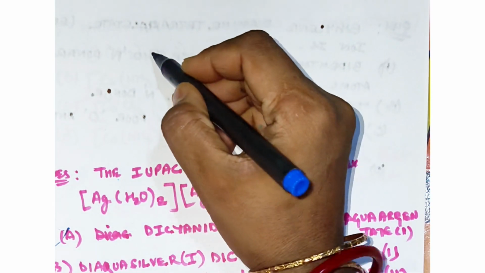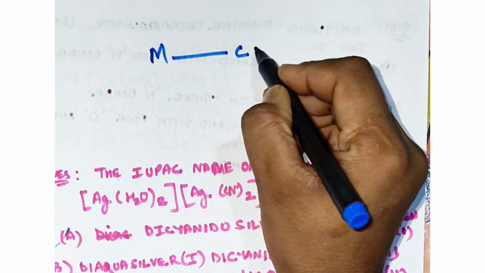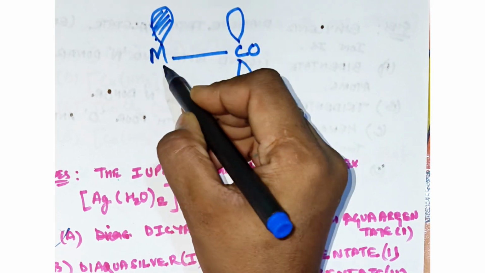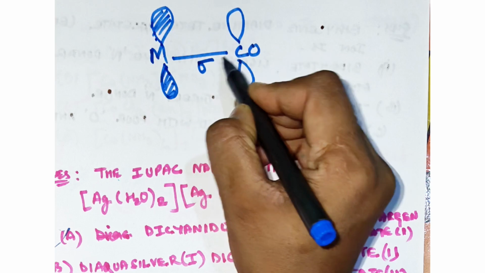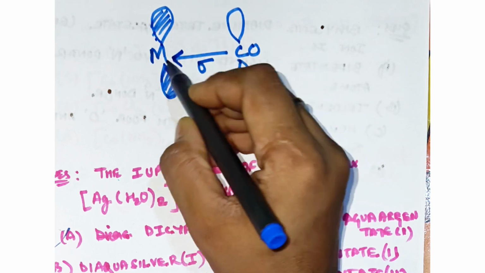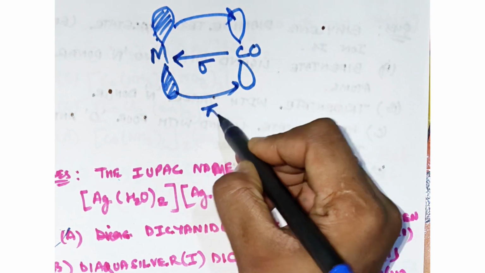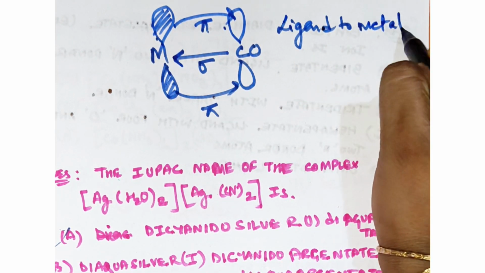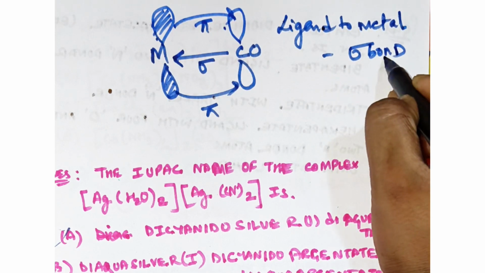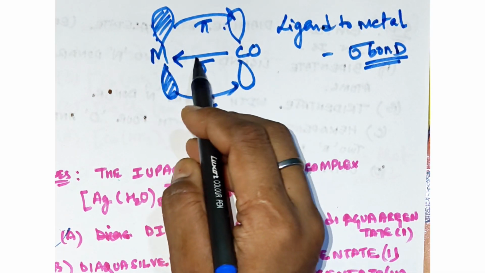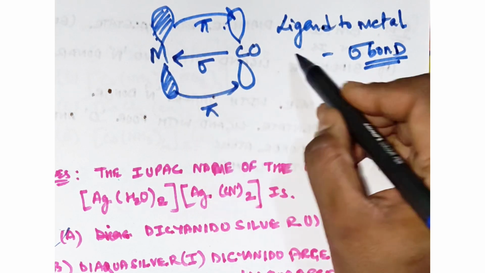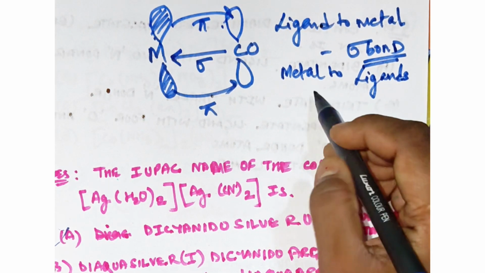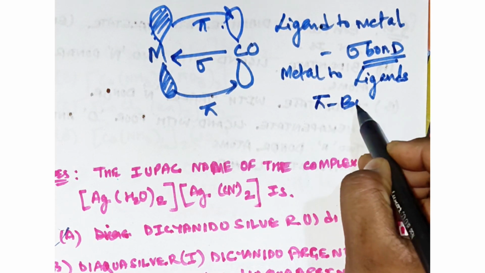So see here, if there is a metal and a carbon monoxide ligand, this is the pi bond and this is the pi orbital of the metal atom, and this is your sigma bond. From ligand to metal, it is your sigma bond, whereas from metal to ligand it is your pi bond. Remember this, ligand to metal bond is your sigma bond. That means they form a strong sigma bond, whereas for the pi bond of the metal atom, from metal to ligand, it is the pi electrons or 3d orbital electrons, so it is pi bonding. So number C.